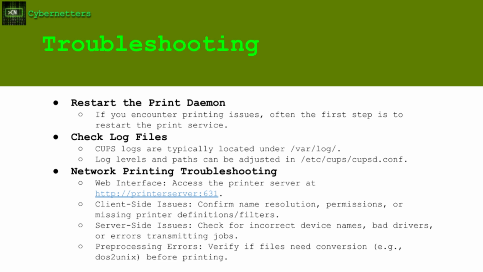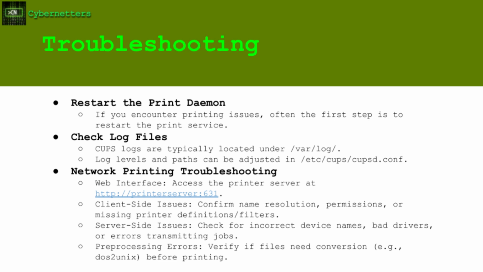The logs for CUPS are stored under /var/log and can provide error messages and insight into what's wrong. The log level can be adjusted in /etc/cups/cupsd.conf. If you have issues with network printing, you can also use the web interface. You can access CUPS at http://printserver:631 to check the queue status.